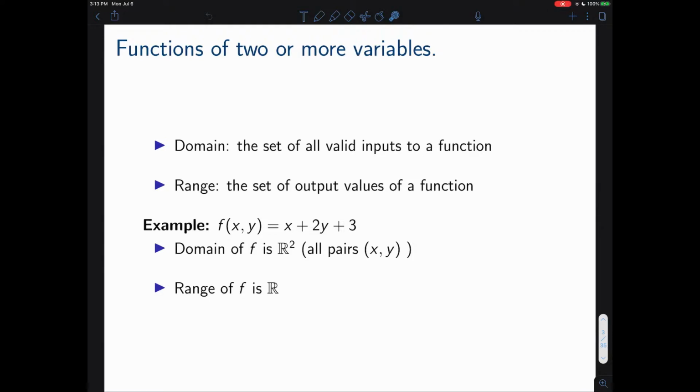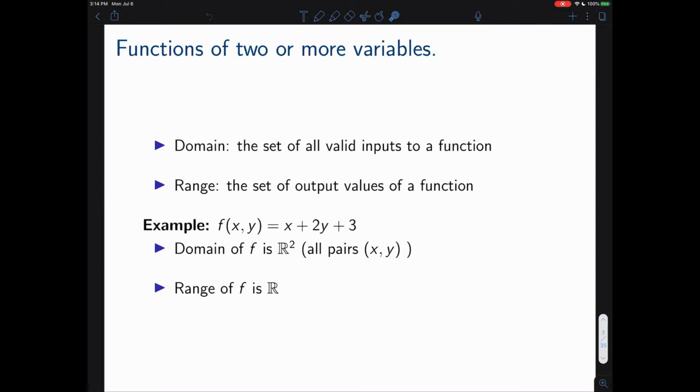For functions of two or more variables, that's what we're talking about. And there's an example written here, which is f of xy equals x plus 2y plus 3. If you input an x and a y, like x equals 1 and y equals 2, then it would output a number. It would output 8. That's a function. This example is a function of two variables, x and y.